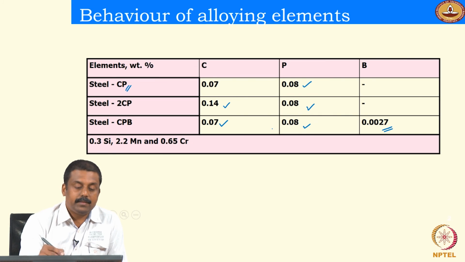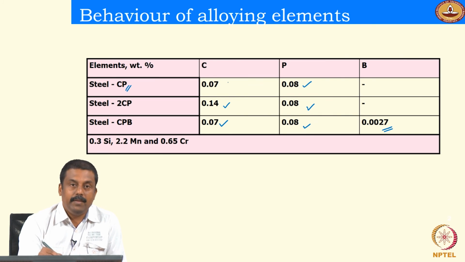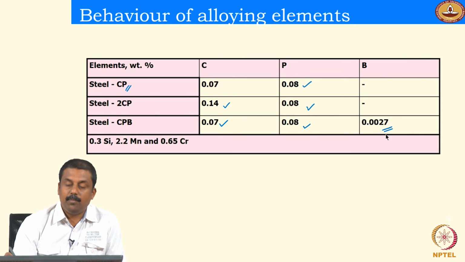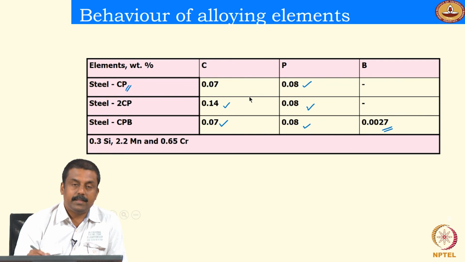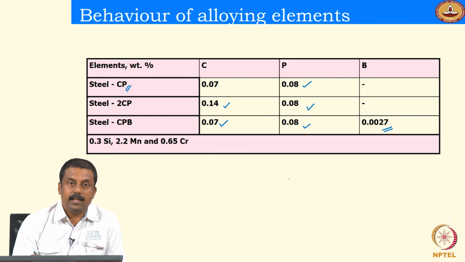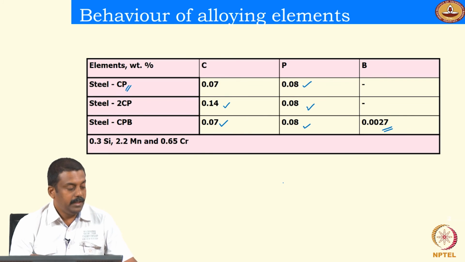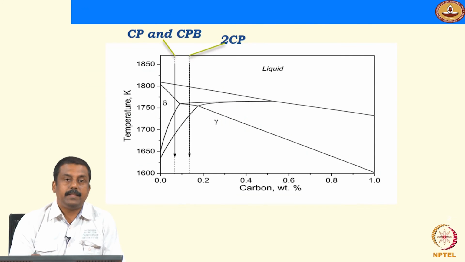So by comparing steel CP and 2CP, we can clearly see the effect of carbon on the weldability, on the properties of the weld. By comparing CP and CPB, we can see the effect of boron addition on the weldability. So from these examples, we can understand the role of alloying elements clearly during welding. Right. So we will move on to the phase diagram.